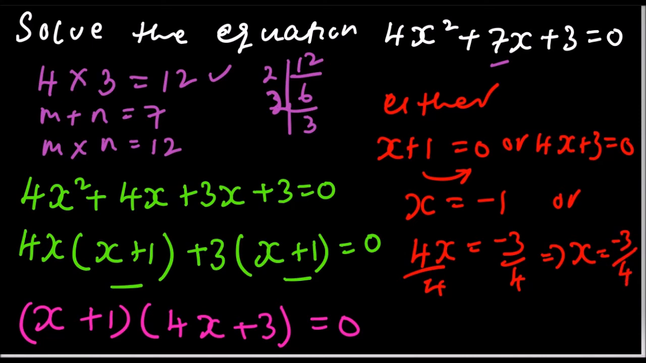So these are the two values that satisfy our quadratic expression. We say that x equals minus 1 or minus 3 over 4. And if you substitute each value in our equation here, you'll see that when you substitute minus 1 in place of x, you get 0. When you substitute minus 3 over 4 in place of x, it still works. So that is how you solve that quadratic equation. So I hope you are following that.